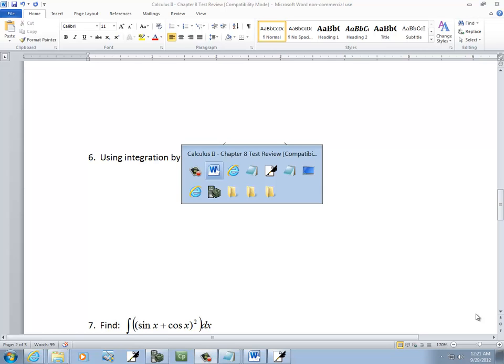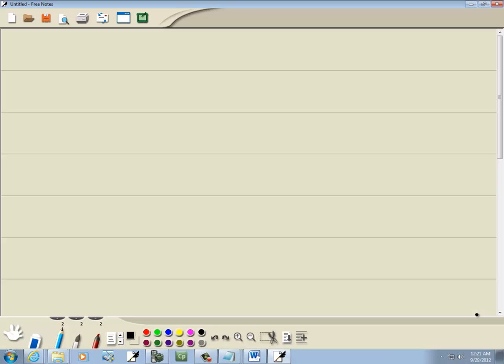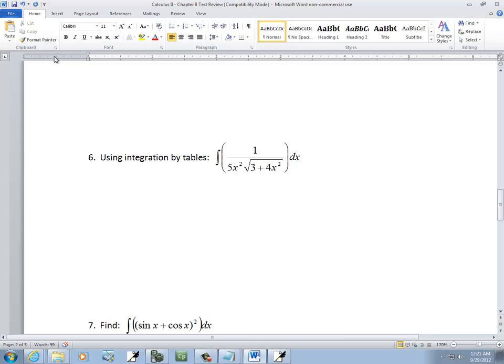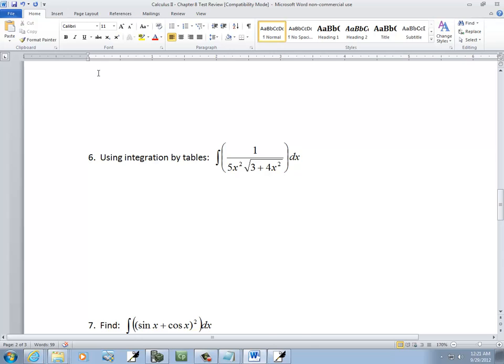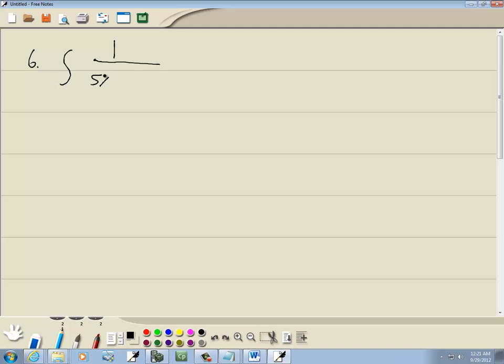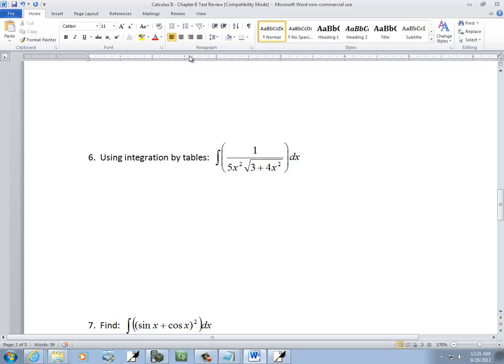Well, let's take a look at our 6 problem. You got the integral of 1 over 5x squared, and then square root of 3 plus 4x squared dx. And it says using integration by tables, we're going to find that.